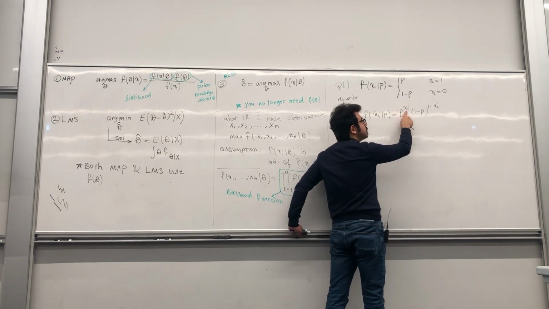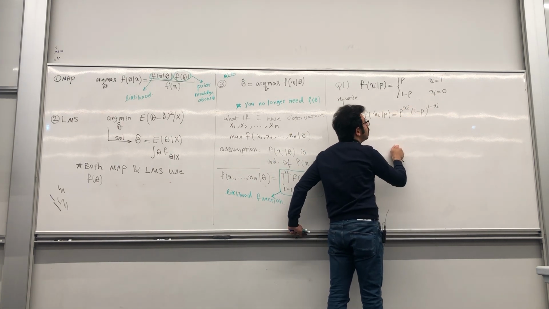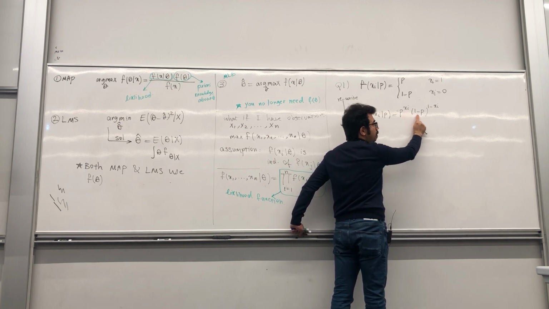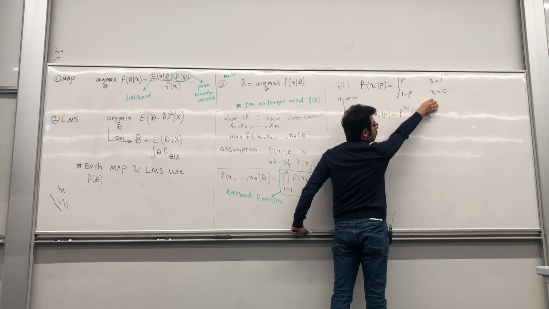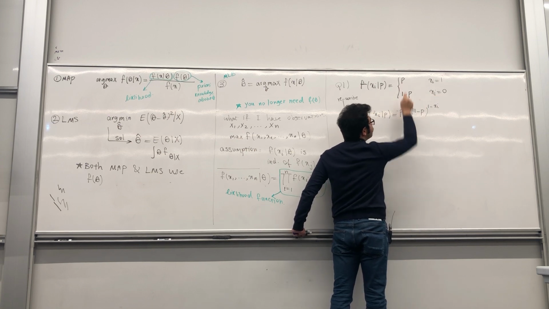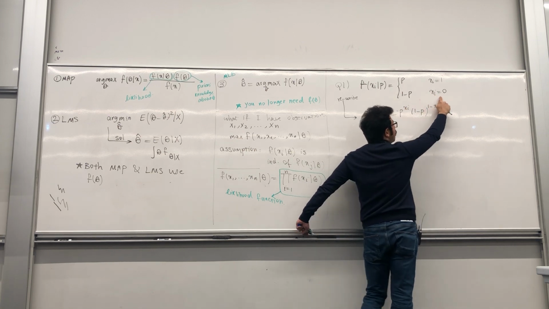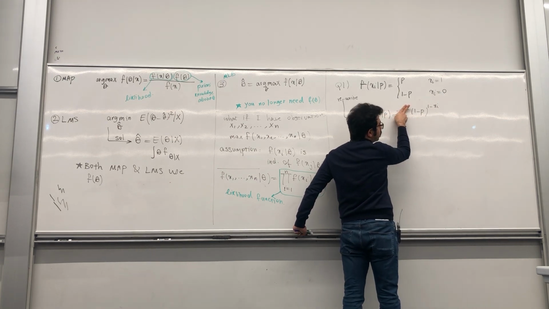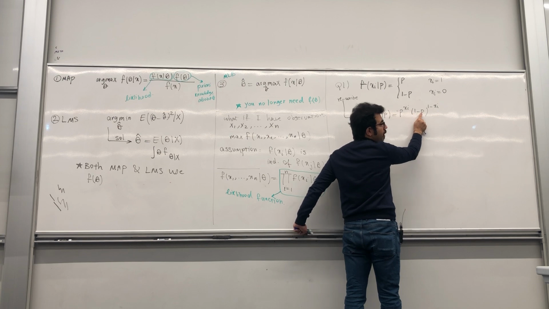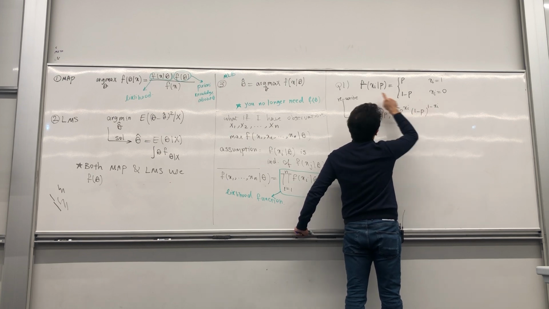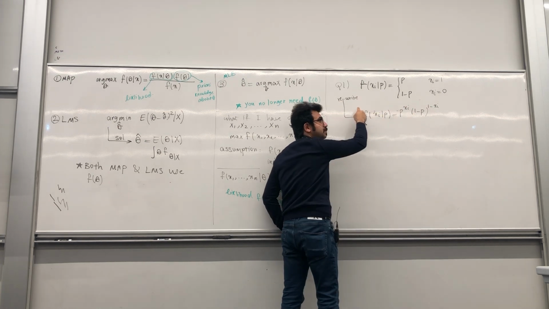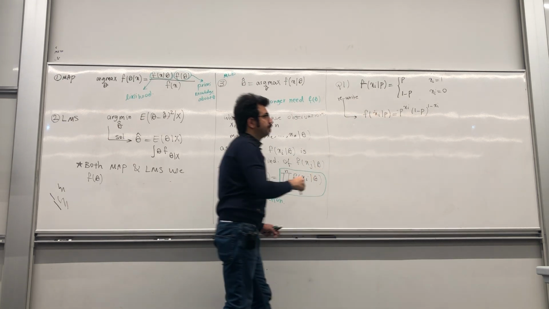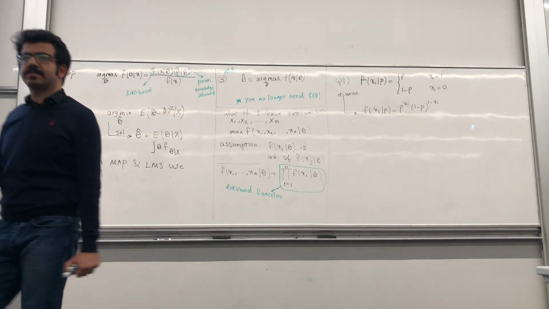Because assume that xi is equal to 1. Then I have p to the power of 1 times 1 minus p to the power of 0. This term will be eliminated, so I have p. Also, if I have xi equal to 0, p to the power of 0 is 1, so I only have 1 minus p to the power of 1. Correct. So I rewrote this piecewise function such that I only have one term. Make sense?